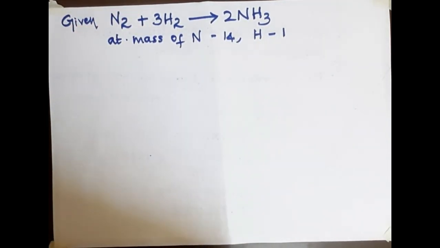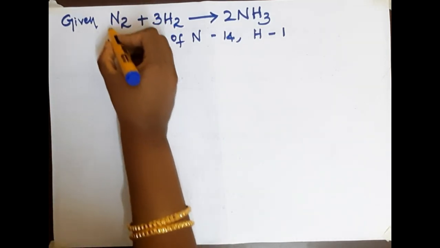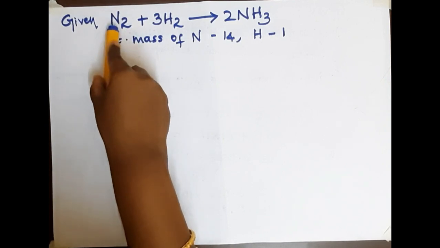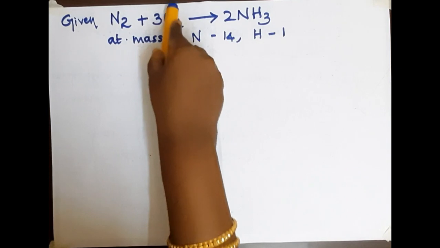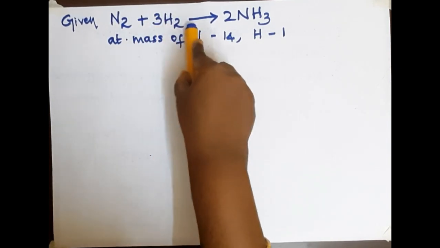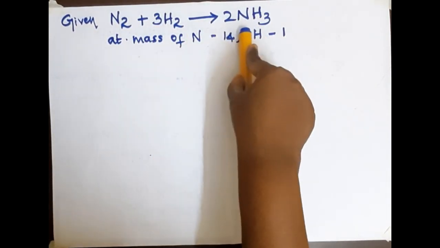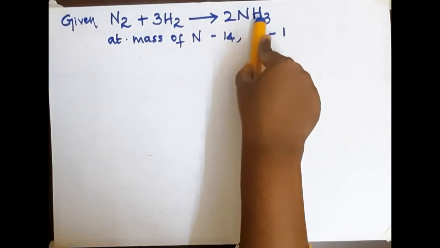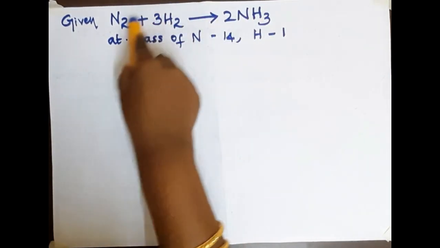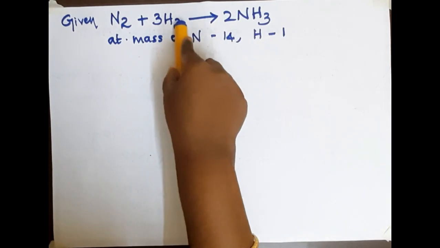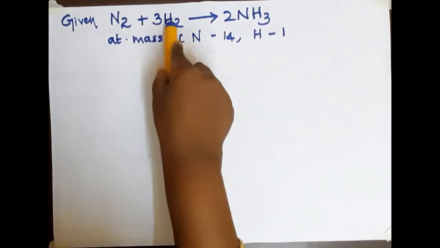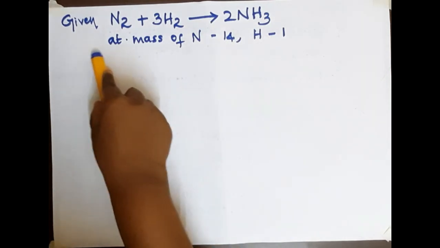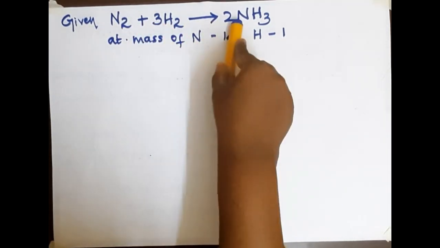What they have asked, children? They have asked to calculate 1 mole of nitrogen. Actually, listen here carefully, children. Here there is no number. So 1 mole of nitrogen plus 3 moles of hydrogen is equal to 2 moles of ammonia. So this we have to prove by showing all the atomic masses or the molecular masses. We have to calculate the atomic masses and the molecular mass, and we have to prove the equation is right.